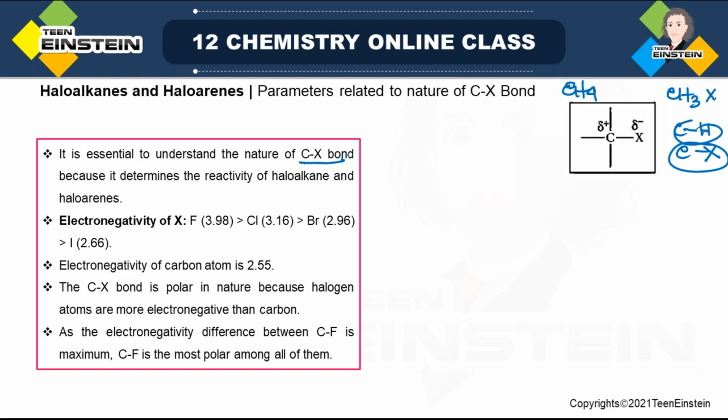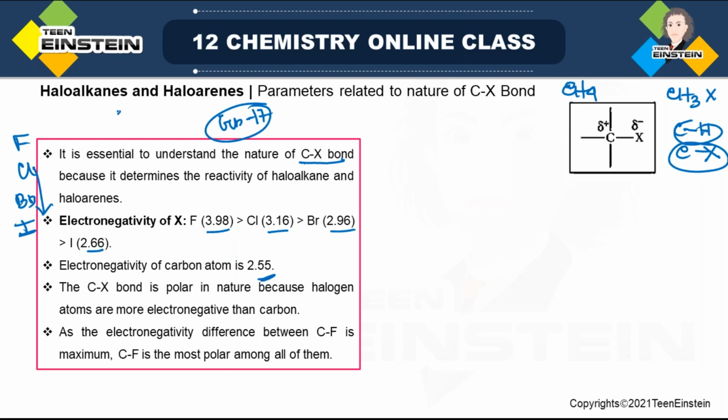Now if we compare the electronegativity of 4 halogen atoms, F, Cl, Br and I. We know F is the most electronegative, and all these halogens are from group 17. In group 17, as we are moving down, F, Cl, Br, I, electronegativity decreases. That you can see here, 3.98, 3.16, 2.96, 2.6. So these are the electronegativity values for halogens. And what about carbon's electronegativity? It is 2.55. So compared to any halogen, carbon is comparatively more electropositive, right?